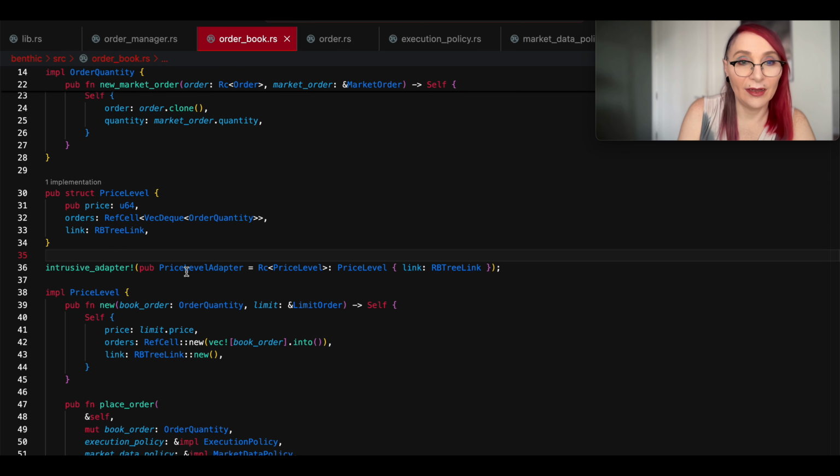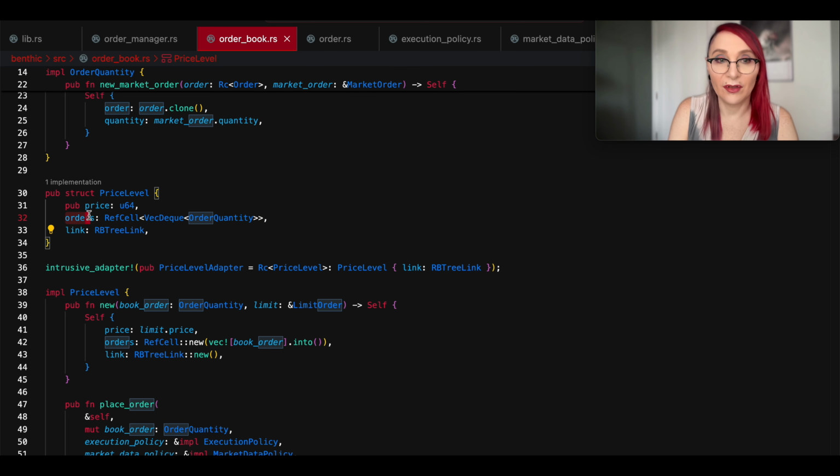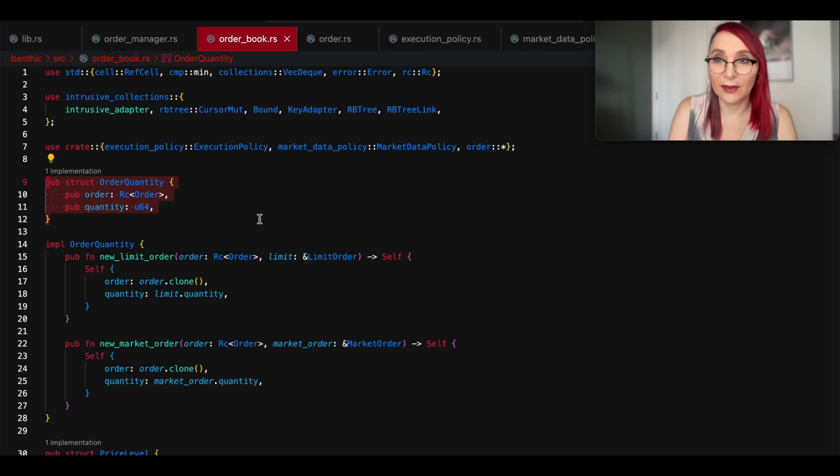You can see that the price level adapter is generated by this intrusive adapter macro, and it takes this price level struct, which has an RBTree link. So this is our intrusive link in this RBTree. The price level has an order queue. Orders is a RefCell of a VecDeque of OrderQuantity. So what's OrderQuantity? Order quantity is simply the quantity and an Rc to an order. So this is the quantity remaining on that order.